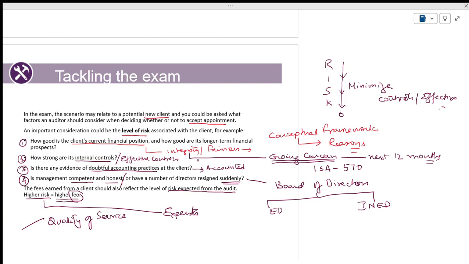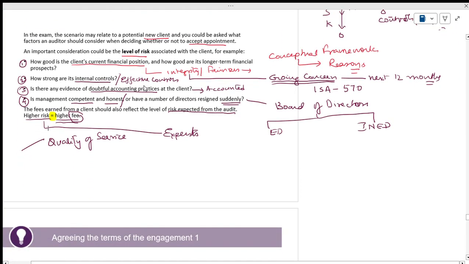Definitely, the moment we see the activities of the client, we see that this is a high risk job. Proportionately, they will not say greater than or equal to. Keep it in mind. What they are saying is that higher risk is equal to higher fee. This is where the point comes for our discussion: how much fees has to be quoted, how much fees has to be charged, and how much fees has to be paid.